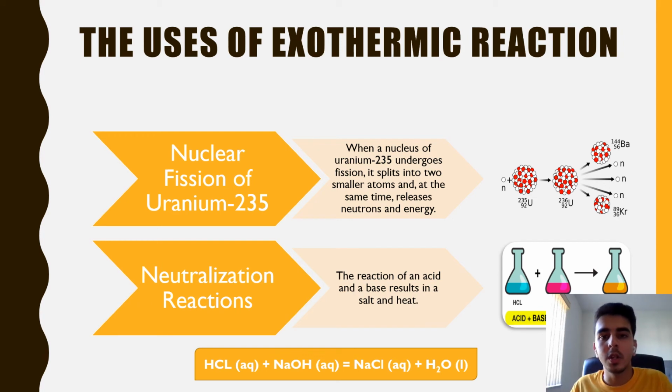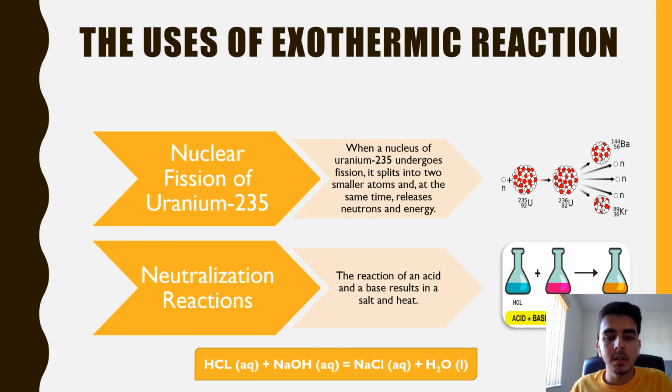Nuclear fission of uranium-235. In nuclear fission, a large nucleus is split into two medium-sized nuclei. Only a few nuclei are known to undergo fission. When a nucleus of uranium-235 undergoes fission, it splits into two smaller atoms and at the same time releases neutrons and energy. The nuclear fission of one atom of uranium-235 releases more than 2.5 million times the energy that is produced from the combustion of coal.